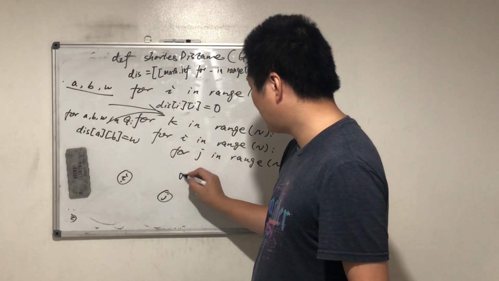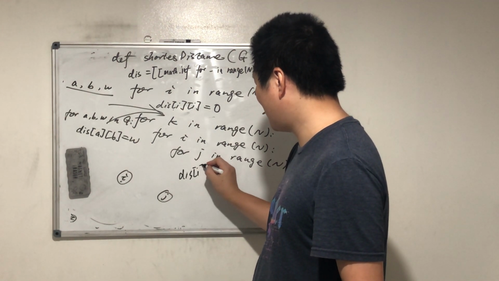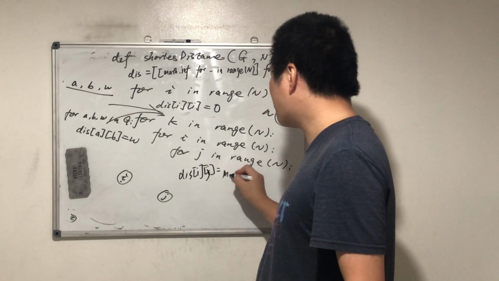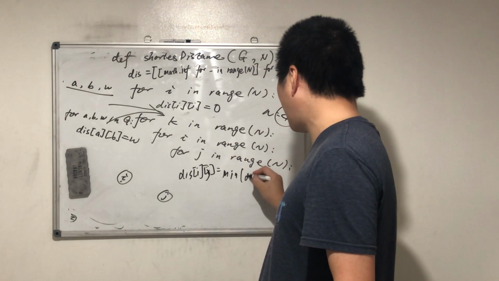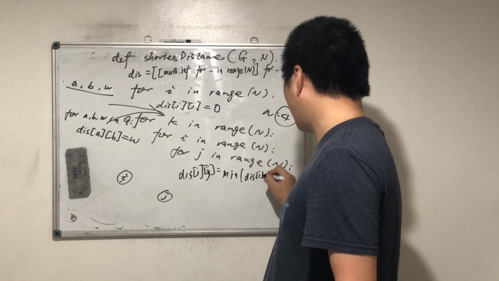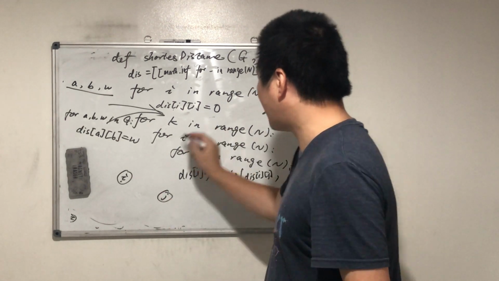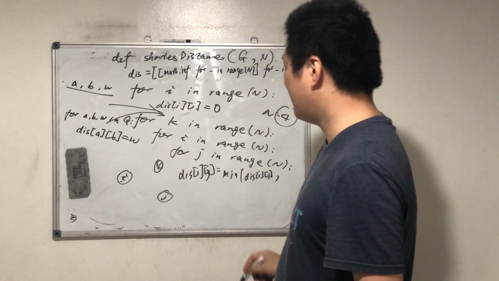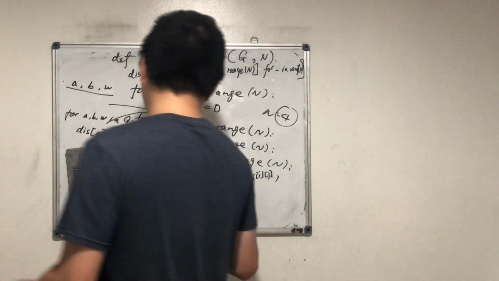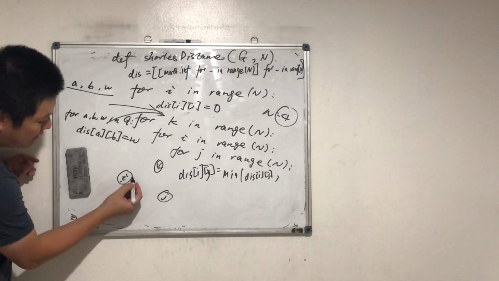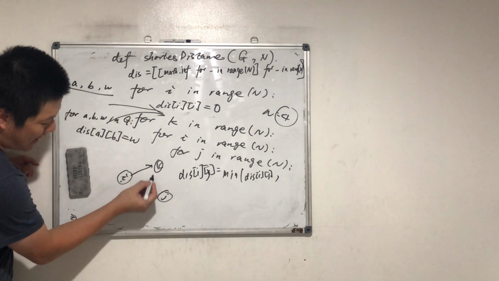I to J. This is easy. This Ij will be the minimum of what? If we found another one, this I to J, we write it here. But if we found this K here, what's the distance between I to K and K to J?